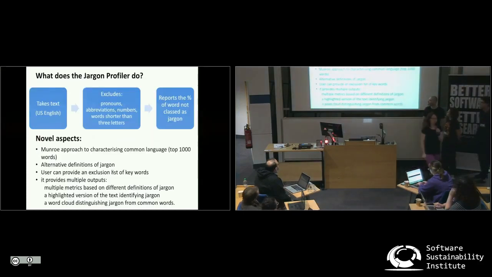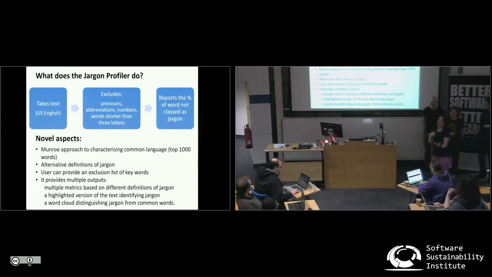The idea behind the software is that it takes in text currently formatted for US English. It excludes pronouns, abbreviations, numbers, and any words that are shorter than three letters, and then gives you a percentage score back of how much of that is not jargon. So here, a high score is a good thing, so 100% means you've got no jargon in there.